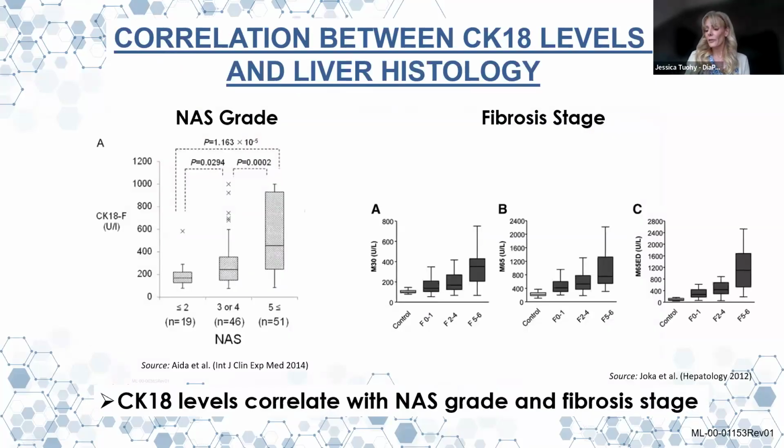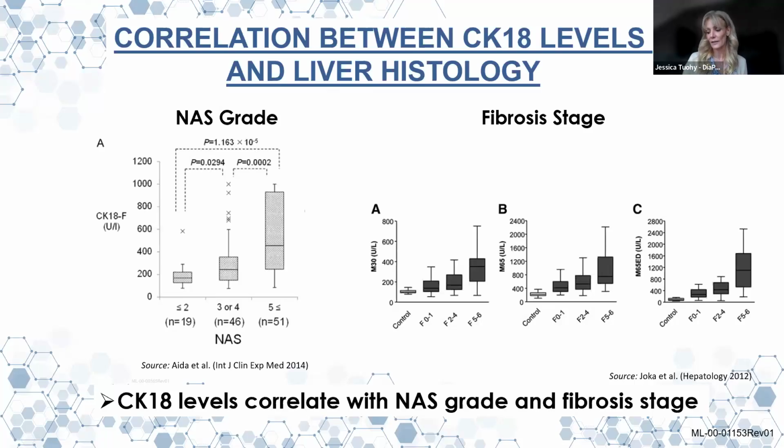All right, so I'll finish up with a few slides on the correlation between CK18 and liver histology. These data were published a while ago, but CK18 has also been around for a while. CK18 levels do correlate with liver histology, specifically with the NAS and fibrosis. For the NAS, the higher the NAS grade, the higher the CK18 level. And while CK18 is not a fibrosis marker per se, CK18 levels do also correlate with fibrosis stage.